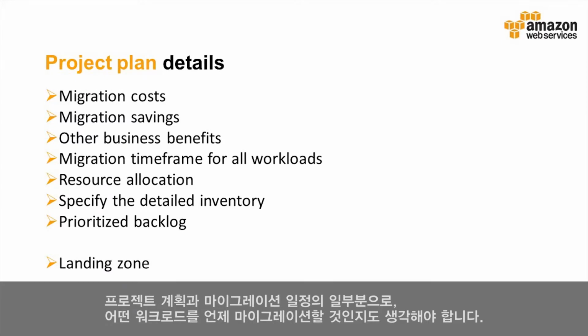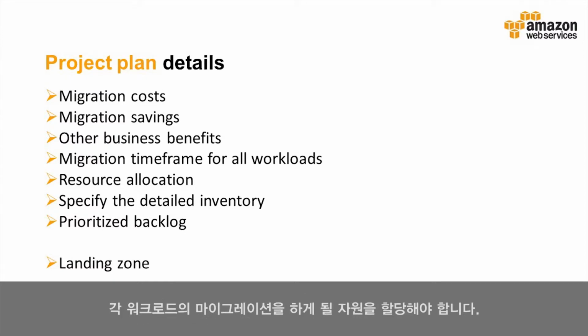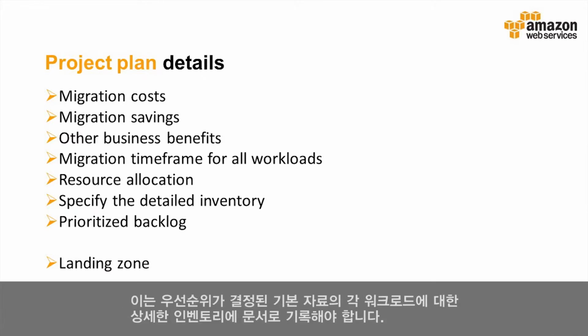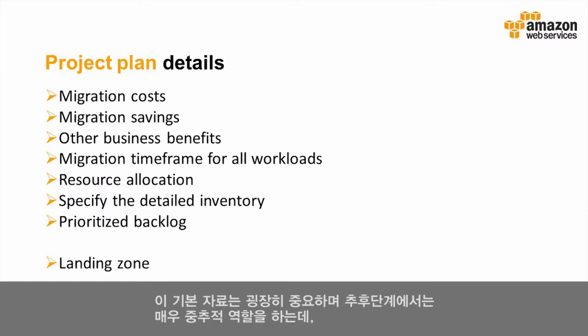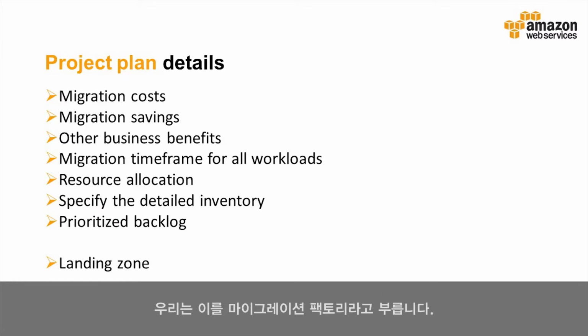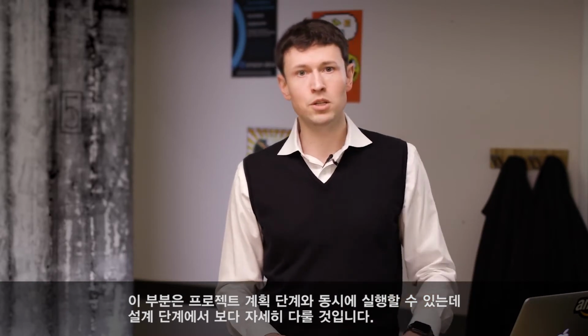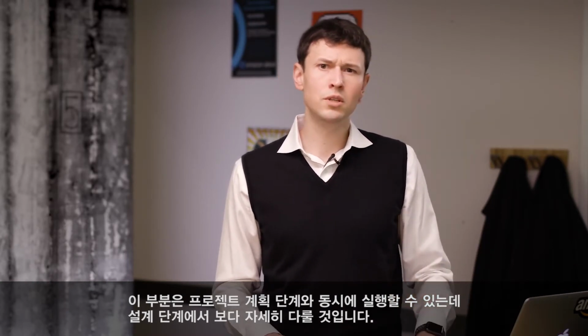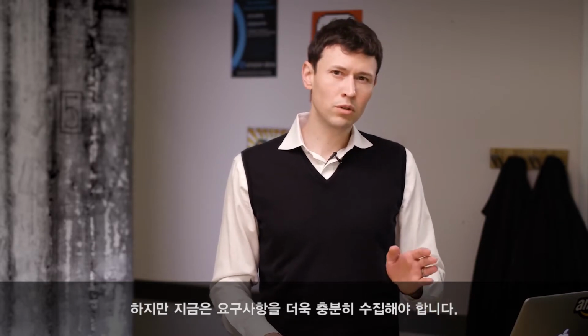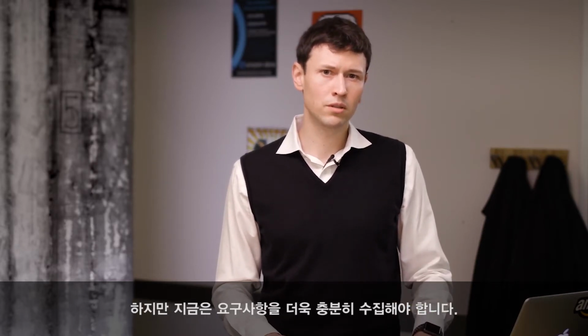As part of the project plan and migration time frame, we also need to figure out which workloads will migrate and when. We need to assign resources that will be responsible for migrating each workload. This should be documented in a detailed inventory for each workload in a prioritized backlog. This backlog is very important and becomes the backbone for our later stages, which we refer to as the migration factory. This is also a good time to start working on architecting and designing the operational landing zone for the AWS environment. We can run this in parallel with the project planning stage, and we'll cover this in more detail in the design section. But at this point, we should have enough requirements to get started on this.